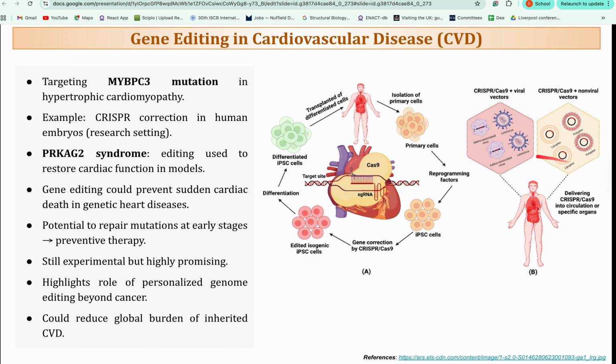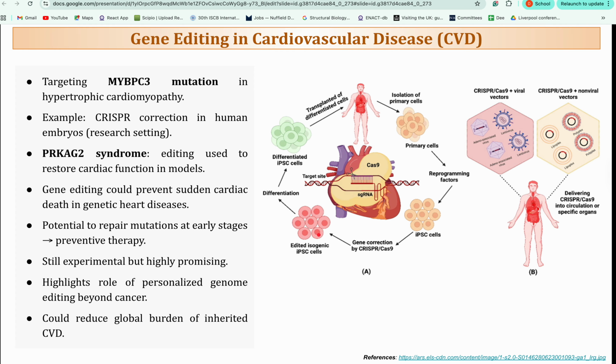So these are some of the figures which show how we can do it. So these are the iPSC cells. First of all, the patient from whom we have obtained the primary cells, they could be reprogrammed with the help of reprogramming factors. They could be converted into induced pluripotent stem cells, and in these pluripotent stem cells we can obtain their DNA, and we can correct the genes with the help of CRISPR-Cas9. So then we have the edited isogenic iPSCs.